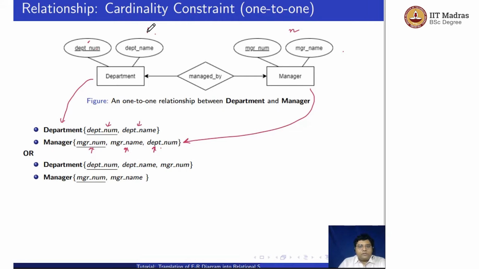Now in case I consider it as a many-to-one, this is the many side and this is the one side. So what will happen? The primary key of the one side becomes an attribute of the many side. That means the manager has the manager number and manager name, whereas the department, along with the department number and department name, also has the manager number as an attribute.